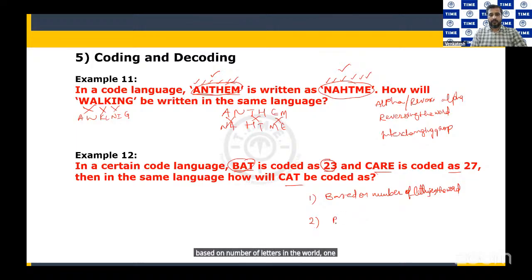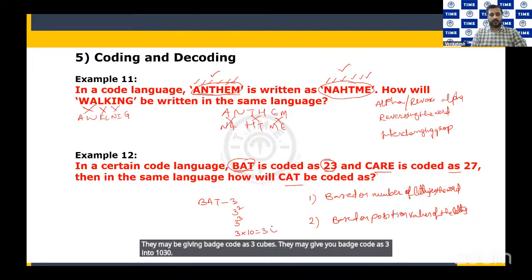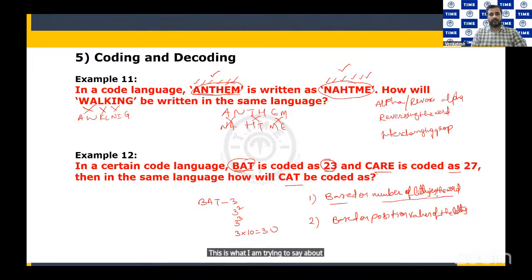One more is based on the position values of the letters. I'll tell you that. Suppose the number of letters in the word bat is 3. They may give you bat is coded as 3, or bat is coded as 3 square, or 3 cube, or 3 into 10, which is 30. This is what I am trying to say about based on the number of letters in the word.